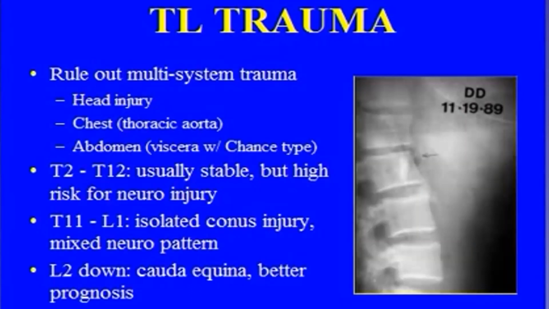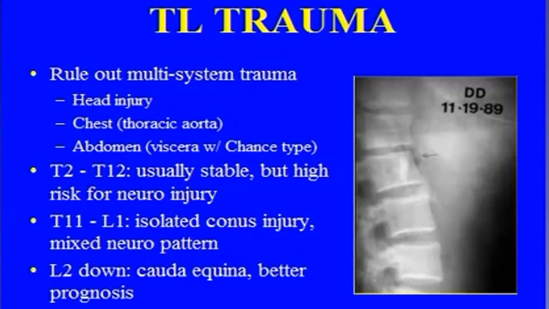Beware of abdominal injuries, especially in Chance fractures in children. T2 to T12 are usually stable, but are high risk for neural injury. I told you that the conus isolate cauda equina lesions.